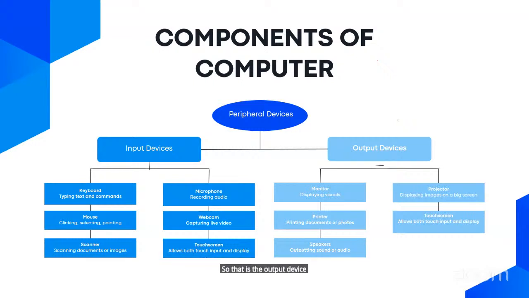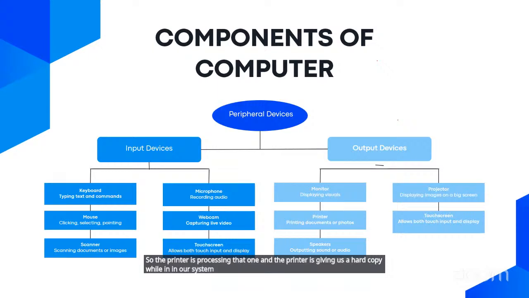After that, the printer. While we are giving a document to print to the printer, the printer is processing that, and the printer is giving us a hard copy. While in our system there is only a soft copy, we are printing, so the printer is giving us a hard copy. So that is one output device.